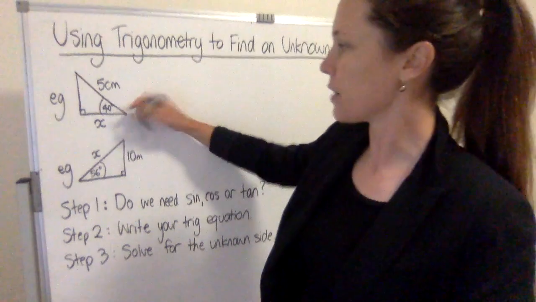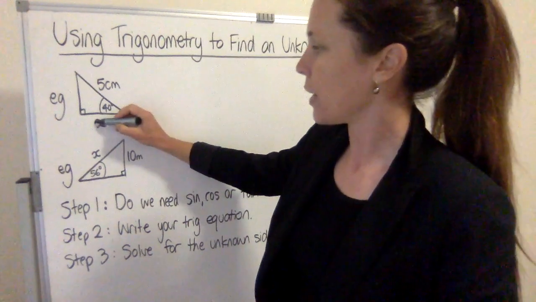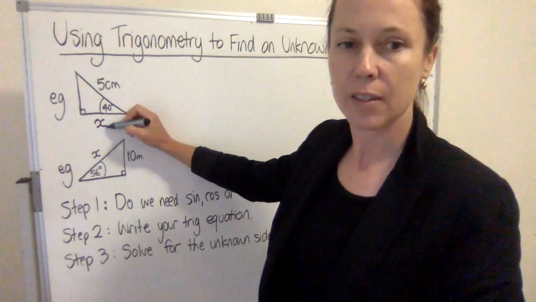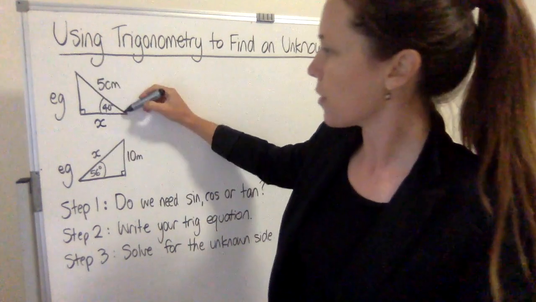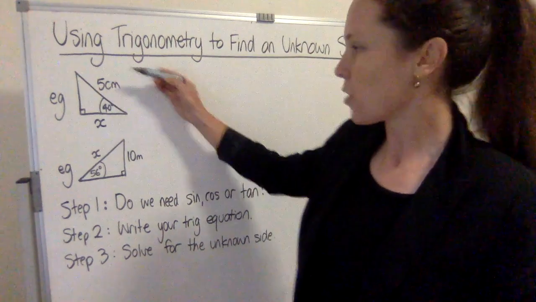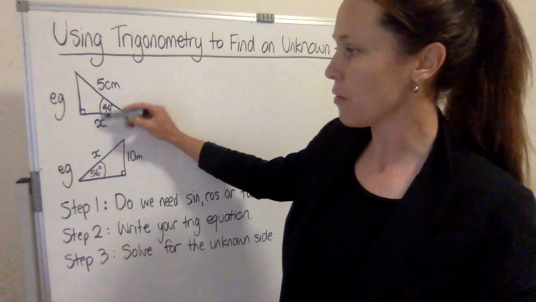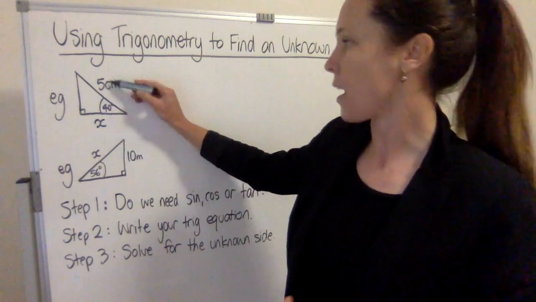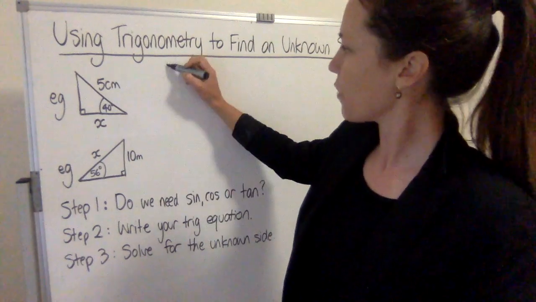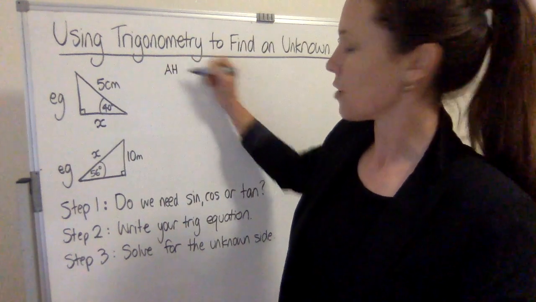We know 40 degrees is this angle here. We're interested in finding the length of this side, x, and we already know that the hypotenuse is 5. So think about what sides you have. Relative to the 40 degrees, we have the adjacent side and the hypotenuse. So think to yourself, I have A and I have H.